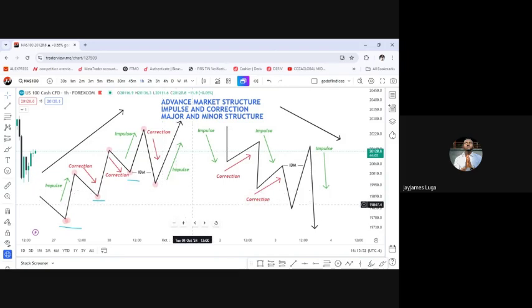right? So I started explaining the concept of inducement. Now I said that inducement is simply what the word means. It's inducing. The algorithm is inducing buyers, either early buyers into the market, or people that have bought before, to trail their stop losses, right?